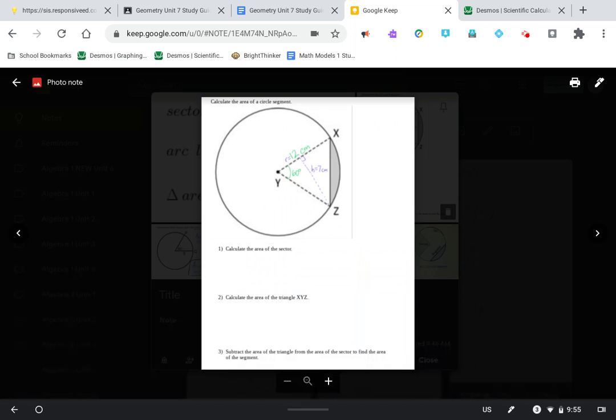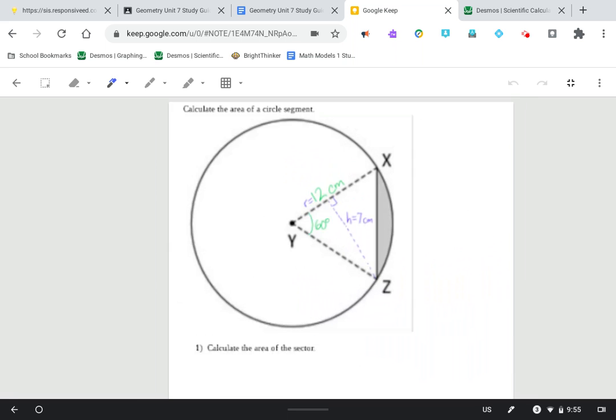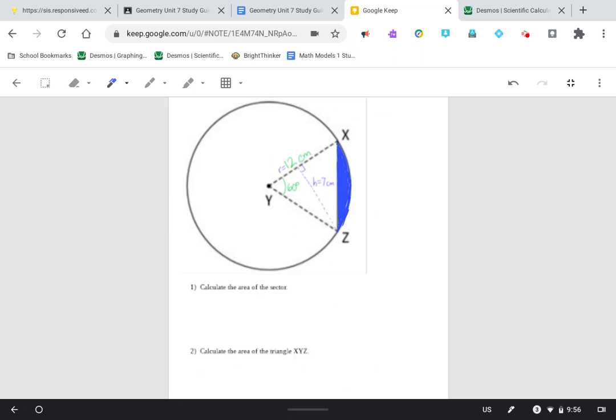And then really that just gets us to this last problem. This is going to combine some of those elements. It says here, calculate the area of the circle segment. They want you to calculate this area here. In order to do that, we are going to have to calculate the area of the entire sector and then subtract the area of this triangle that you see outlined in dotted lines. So we'll do the sector first because we already know how to do this. We just got done doing it.